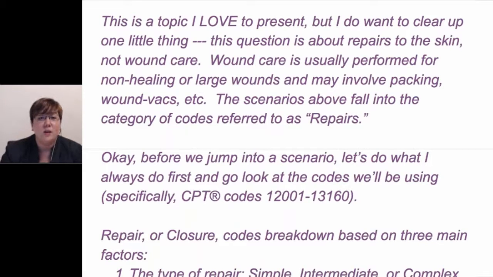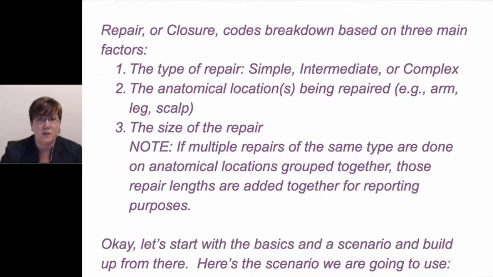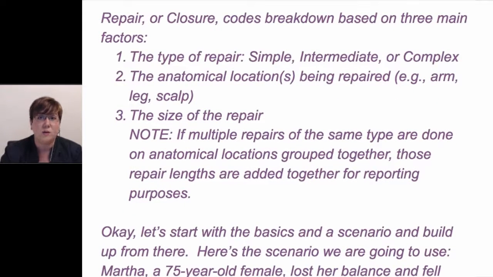But when we look at coding for repairs, there are really 3 factors that you have to know. If you were to go in your CPT manual and you go to the repairs section in the integumentary section, you're going to find that there are 3 factors that determine which repair you need. Can we scroll a little farther down? The 3 pieces that you need to know. First of all, you're going to have to know the type of the repair. Is it simple, intermediate, or complex?